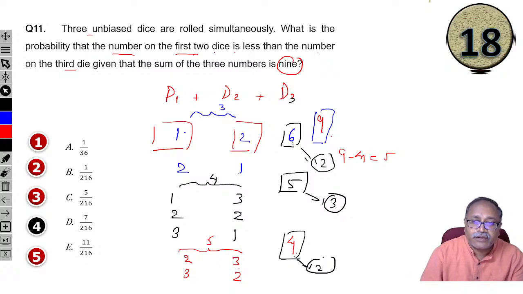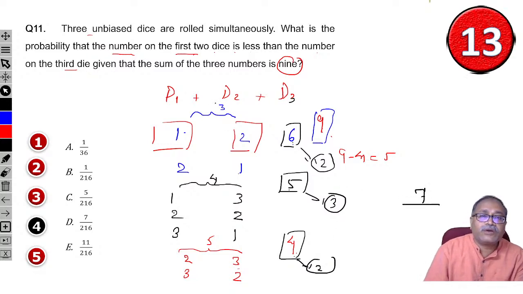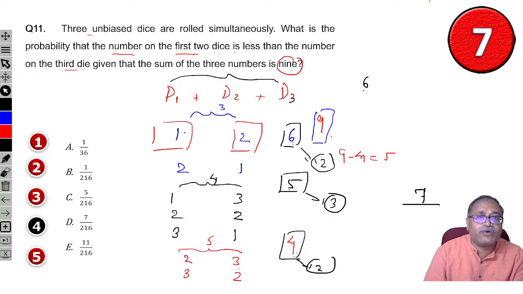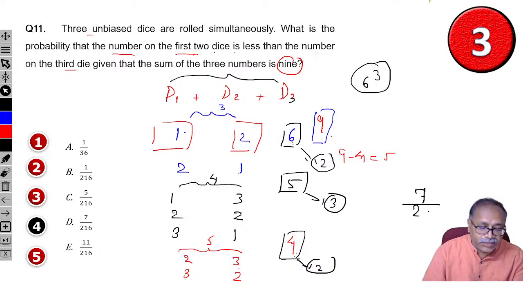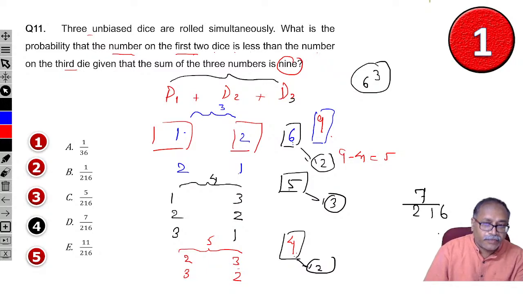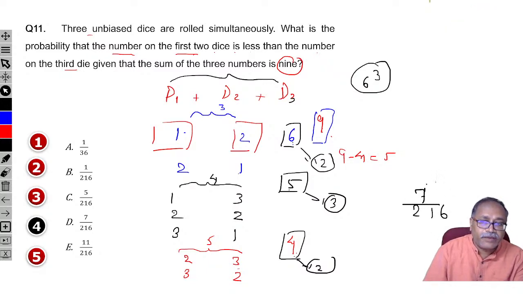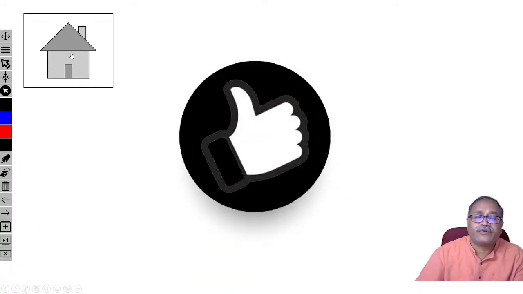2 plus 3 plus 2, which is 7. And what is the total outcome when you roll 3 dice? In 1 dice there are 6 total outcomes, in 3 dice 6 to the power 3, which is 216. So my answer, the probability, should be 7 over 216, and it is nothing but option D. This one, option D.